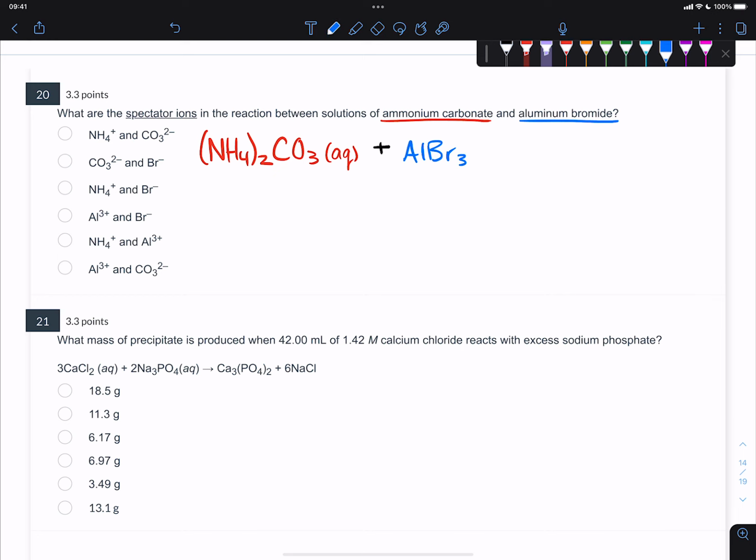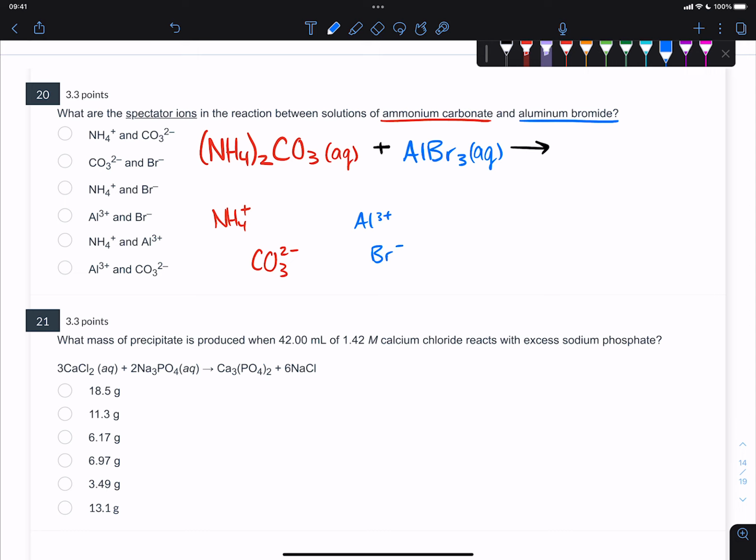There we go. This is aluminum bromide, aqueous. Now, think about what the possible products are. So we know that the cations and the anions are going to switch places. It's helpful to remember that the NH4 is a plus, and you also have floating around in the solution the carbonate, which is a 2 minus. And then over here in the other solution, you have aluminum, which is 3 plus, and you have bromide, which is 1 minus.